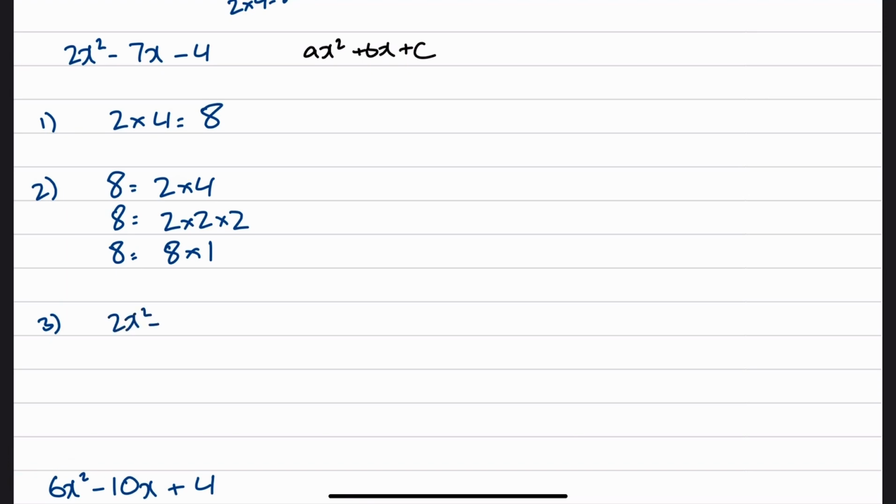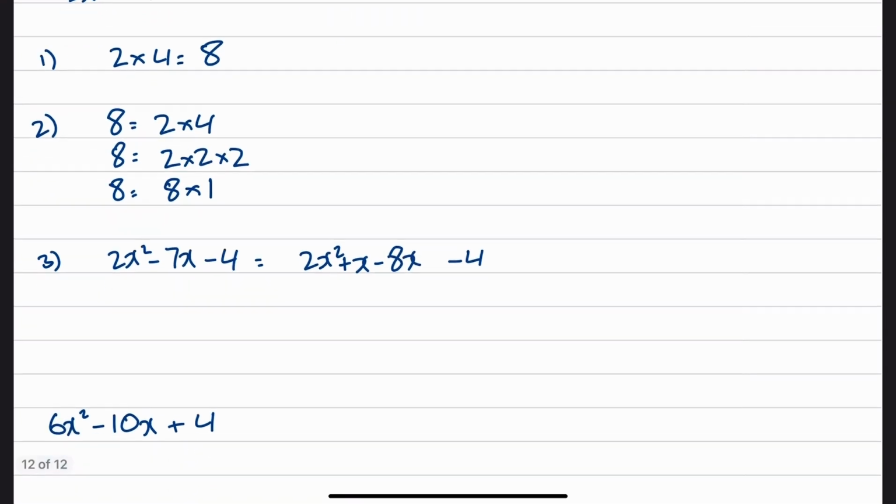So 2x squared minus 7x minus 4 equals 2x squared minus 8x plus x minus 4, or you can write it the other way around as plus x minus 8x minus 4. And now you just factor out the common terms. So the only thing common between 2x squared and x is x. So if I factor out x, I'm left with 2x plus 1. And the only thing common between these two is minus 4.